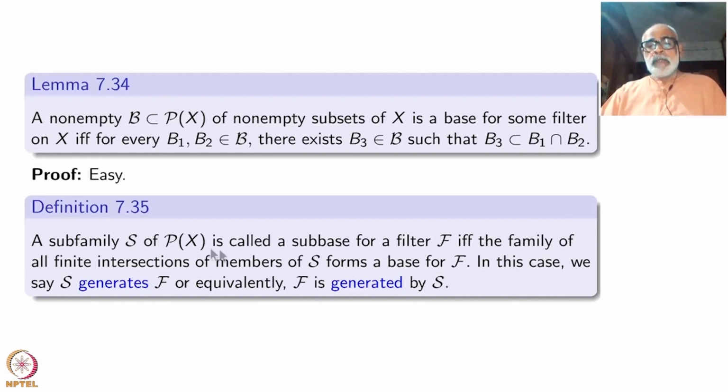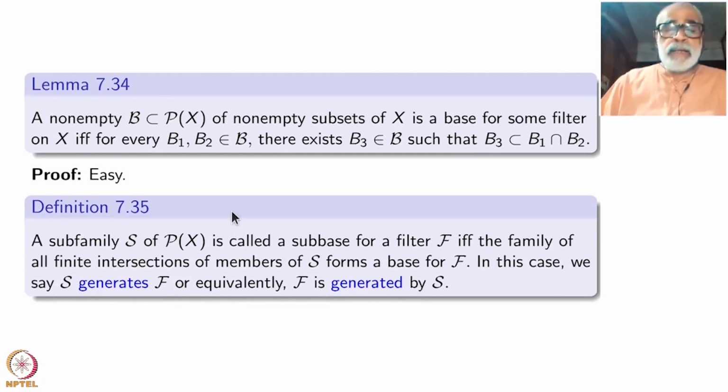You understand? You see, the condition on finite intersections and so on was taken care of by this condition on the base. Now, starting with an arbitrary family S, that will be called a subbase. This is a definition now for a filter F if and only if the family of all finite intersections forms a base. In this case, we say S generates F, or equivalently, F is generated by S.